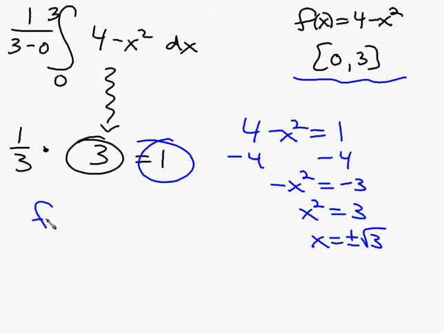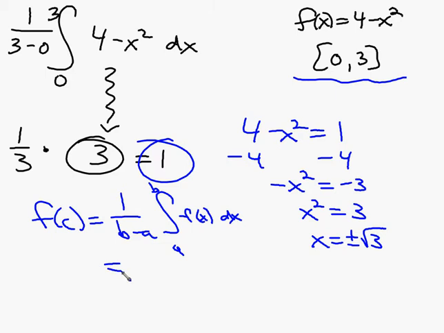Remember what the mean value theorem says: f of c equals 1 over b minus a times the integral from a to b of my function, and I'll just write the general form. We found the average value to be 1, and we also said if I do f of the square root of 3, I will get 1. That's what the mean value theorem says. There is at least one point where that is true, and that's the idea of the mean value theorem.